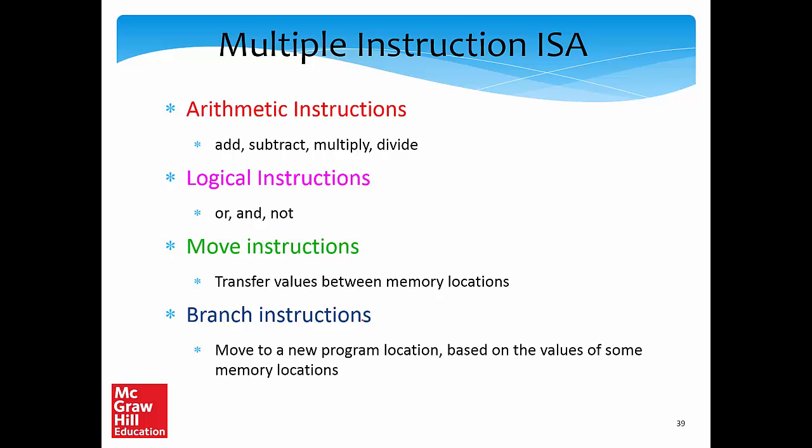Now this exercise was partly theoretical also. In modern ISAs, you'll have multiple instructions. You'll have separate instructions for add, subtract, multiply, divide. You'll have logical instructions for and, or, and not. You'll have move instructions to transfer values between memory locations. And you'll have branch instructions to move to new program locations, like implement a goto, as we did in the last slide, based on the values of memory locations. So we'll have all kinds of branch instructions to implement if statements, for loops, while loops, and so on.